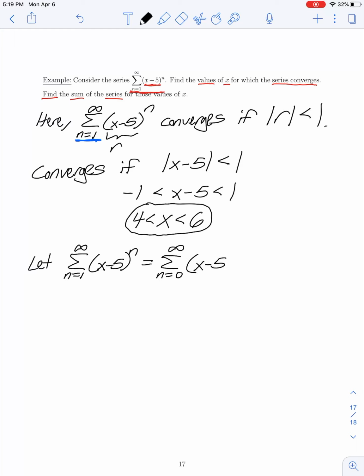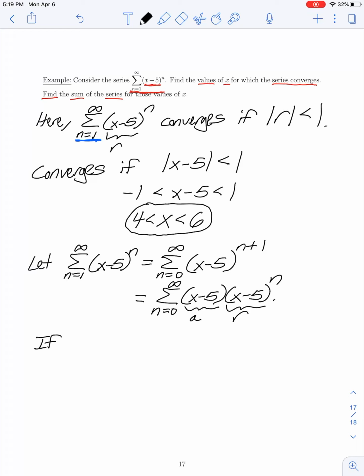So to do this, we would have to replace all of our n's with n plus 1s in the formula for our series. And we can then rewrite this as the sum from 0 to infinity of x minus 5 to the first times x minus 5 to the nth. And this looks like the form of a geometric series where our first term is a, and then we have our constant r to the nth power.